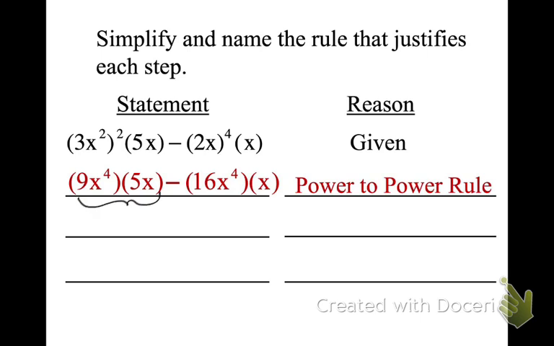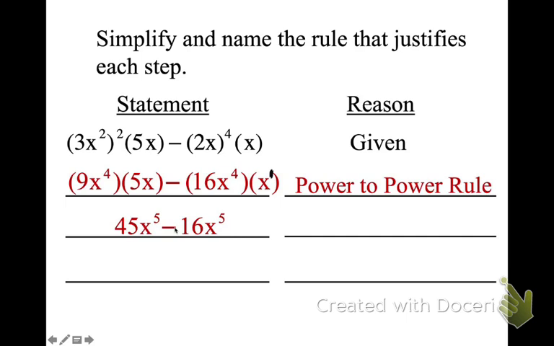With this, we're going to multiply our coefficients, and because we're multiplying like bases, remember we add the exponents. So 9 times 5 is 45, and x to the 4th plus the 1st is x to the 5th. So that's 45x to the 5th minus, and then I'm getting 16x to the 4th. Remember, here we're adding the exponents, so the 4th power plus the 1st power. It's not outside, it's inside, so we add them.